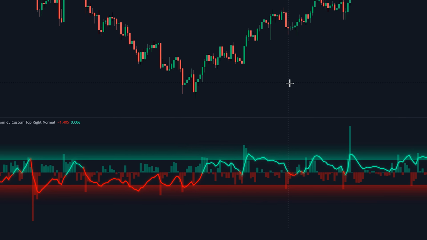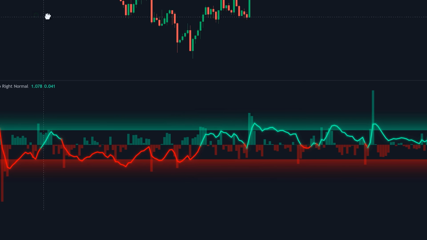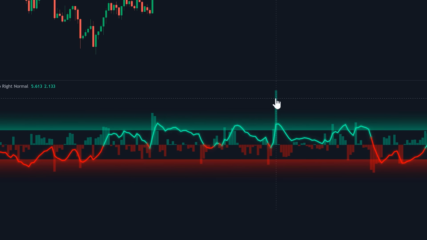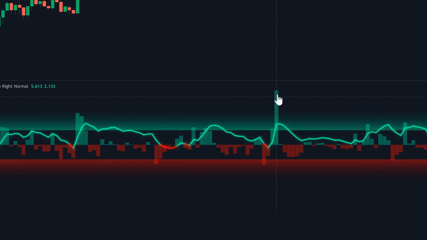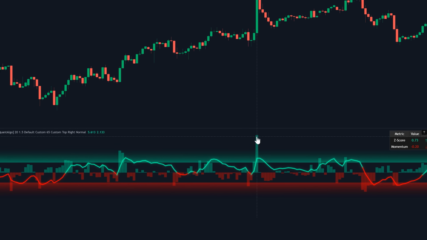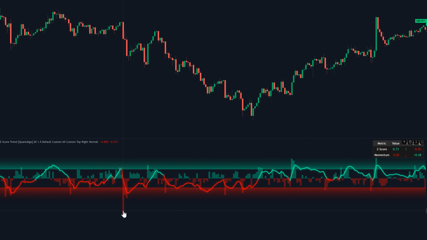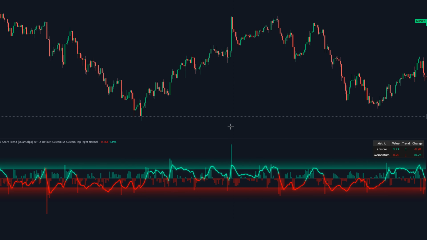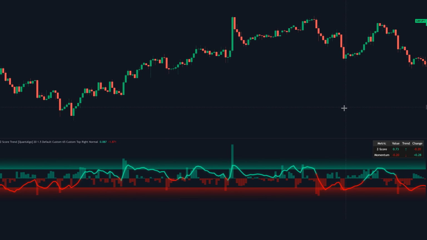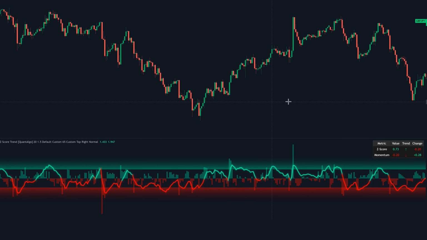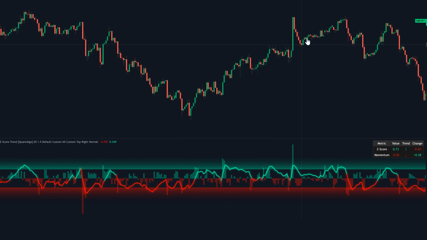Sometimes you might see the Z-score push to even more extreme levels, like plus 2.0 or minus 2.0 or even higher. These are statistically significant deviations and can often signal that a reversal might be on the horizon, kind of like a rubber band stretching really far. But, and this is important, it doesn't mean the price has to snap back immediately. Strong trends can keep pushing that Z-score into extreme territory for a while.